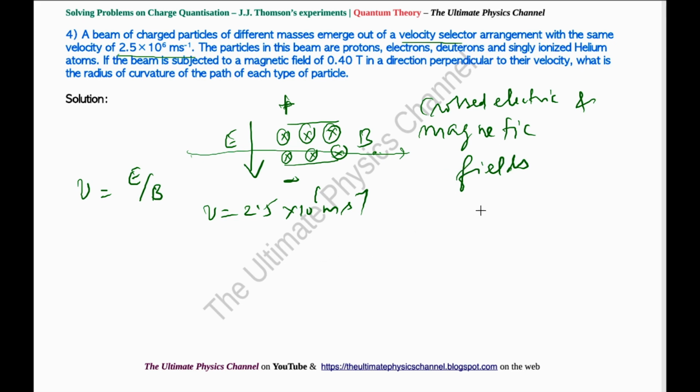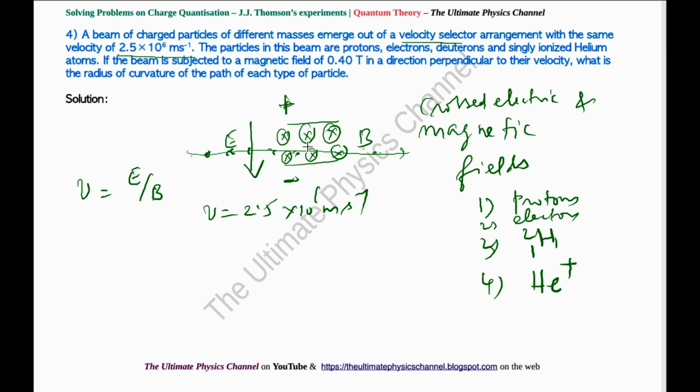So there are 4 different types of particles: protons, deuterons, and electrons also, of course. And then finally the 4th type of particle, ionized helium but singly ionized, so He+. These are the 4 different types of particles present in the beam. So it is not a homogeneous beam in that sense. It is a heterogeneous mixture of these particles.